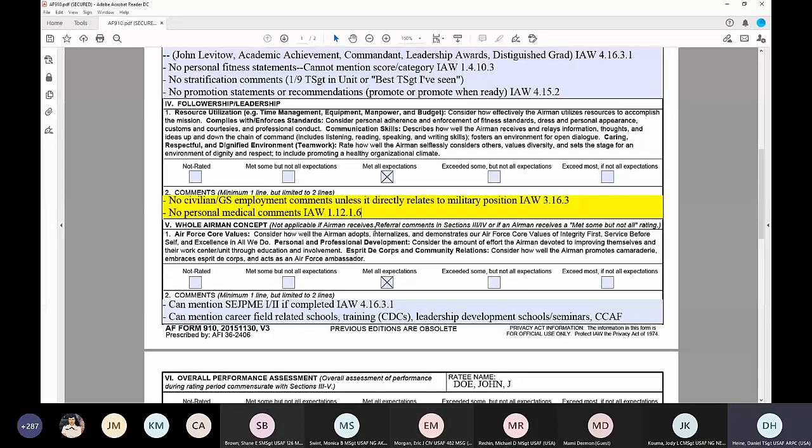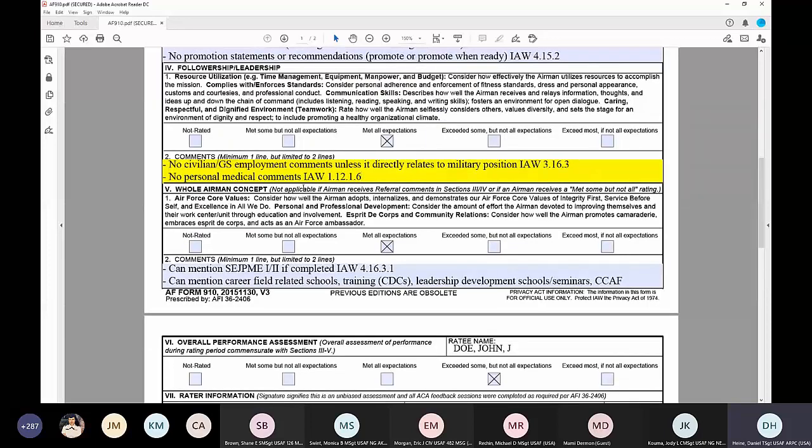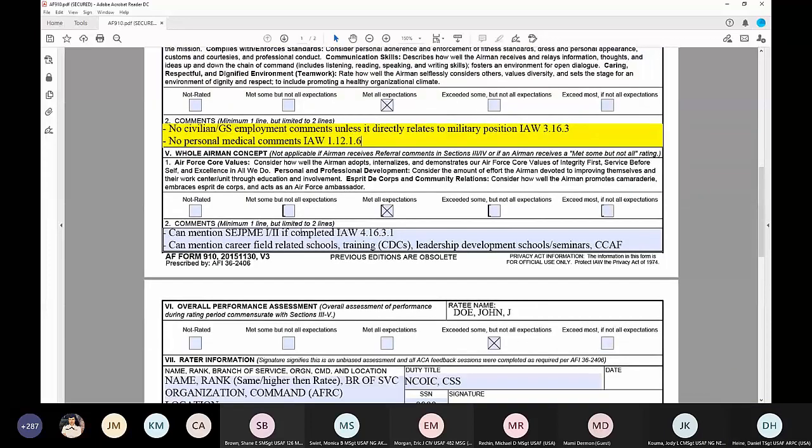Section 5 is the whole airman concept. Again, should have a rating in here. There can be senior enlisted joint PME 1 and 2 mentioned if the member completed the course. They can't have member enrolled or member halfway done. The member has to complete senior enlisted joint PME to mention it on the EPR.